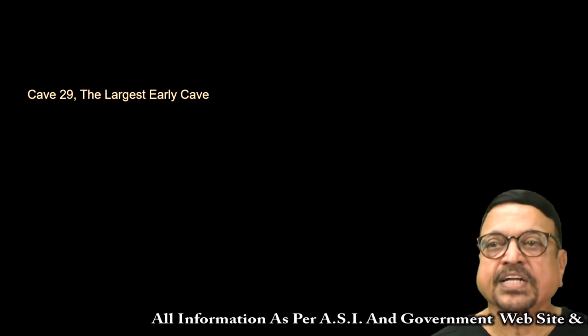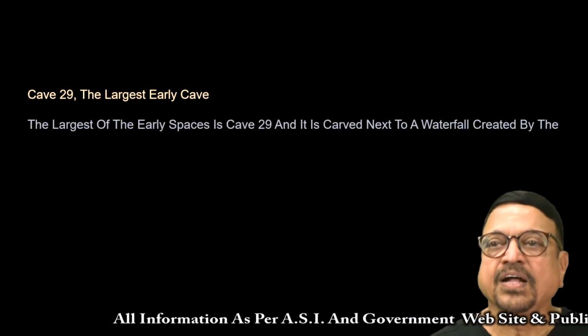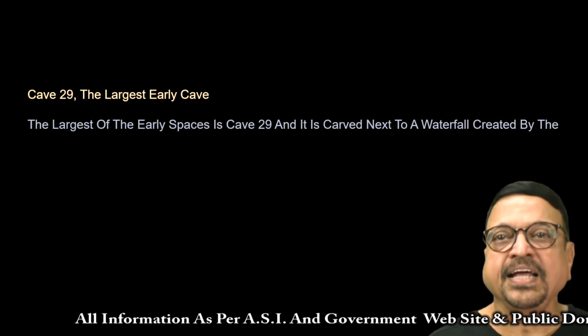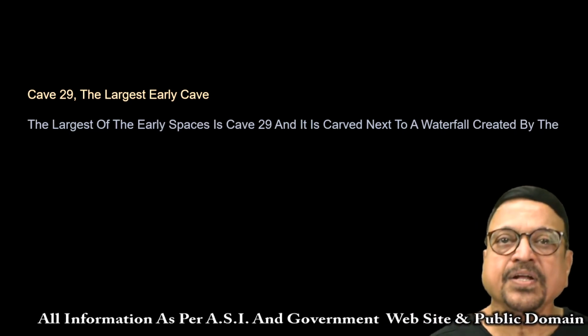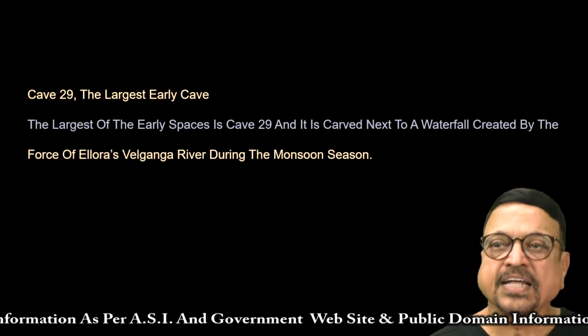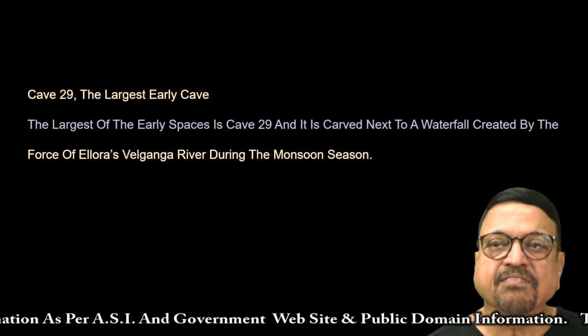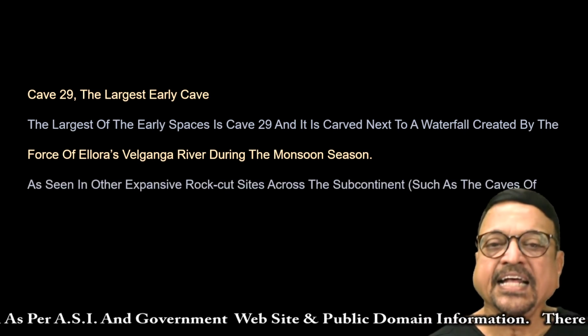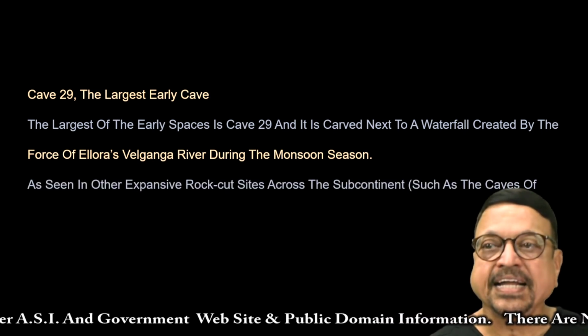Now cave number 29, the largest among the early caves, is carved next to the waterfall created by the force of Ellora's Velganga river during the monsoon season. It's a seasonal river, but you will find it.